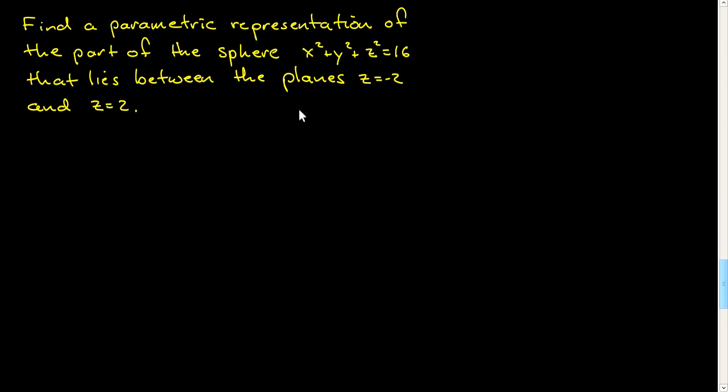The first is: find the parametric representation of the part of the sphere, given by this equation, that lies between the planes z equals -2 and z equals +2. Let's have a little sketch here. The first thing you should realize is that the sphere has radius 4. So let me draw a sphere. Actually, maybe I do need the planes.